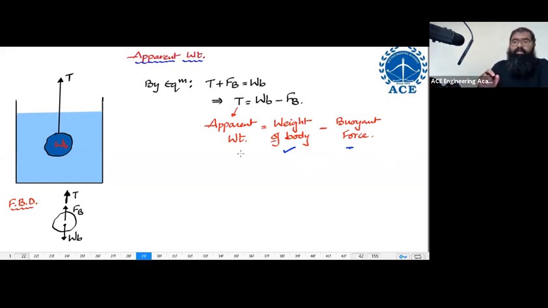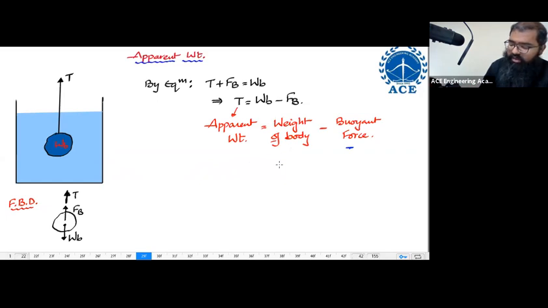For example, I take a steel block and place it in water, and I'll have an apparent weight. I place it in kerosene, a different apparent weight. I place it in, not mercury, let us say petrol, a different apparent weight. Every time I use different fluids, FB keeps on changing. Since FB changes, apparent weight also shall change. This is where they ask you questions.